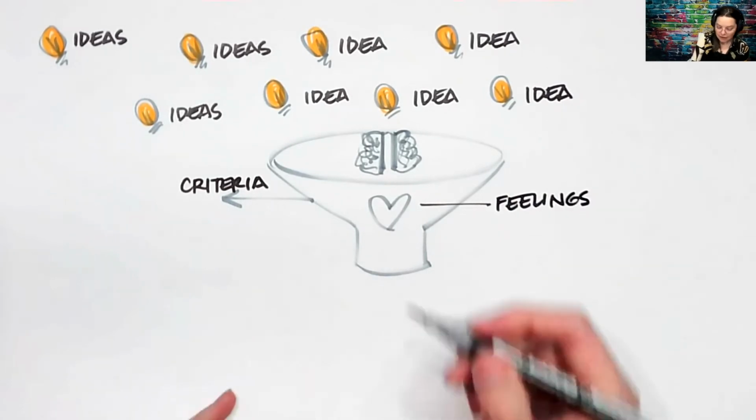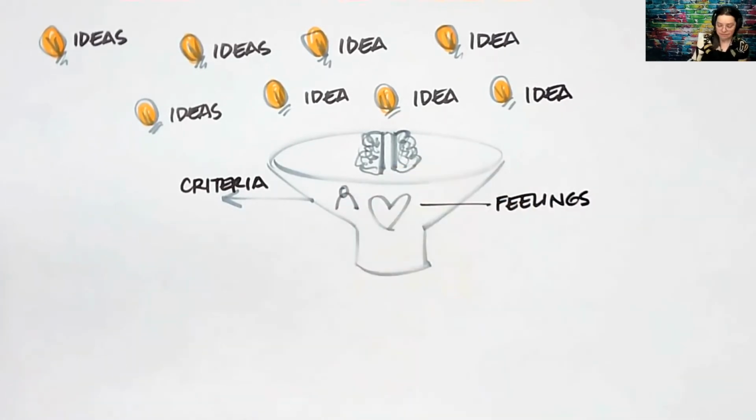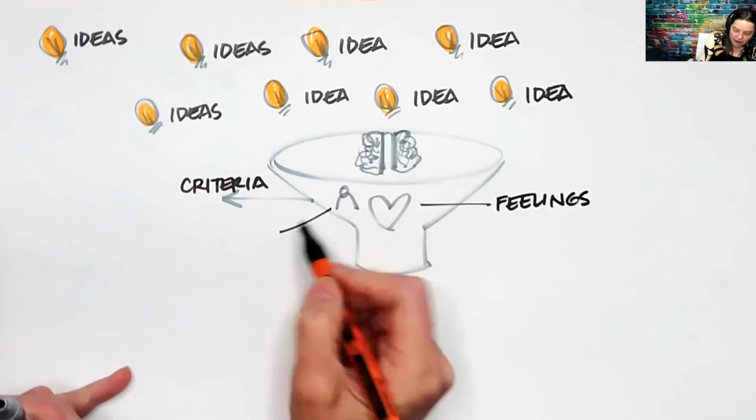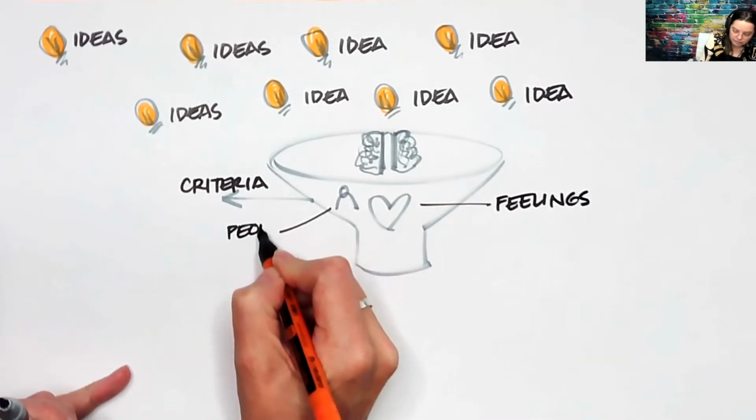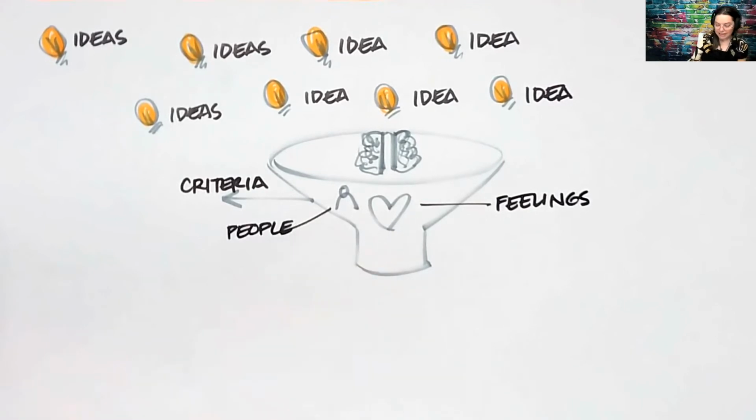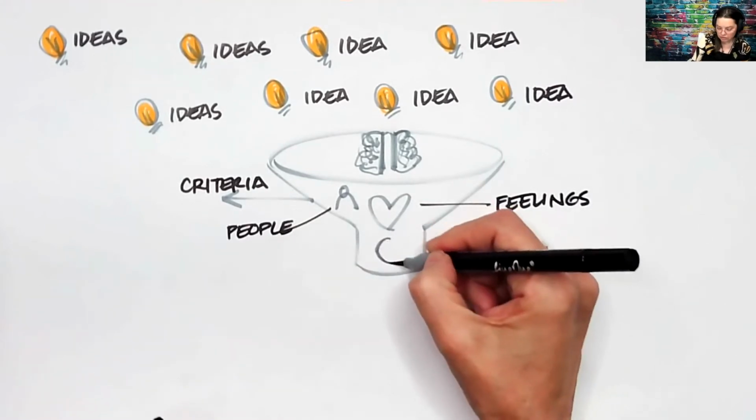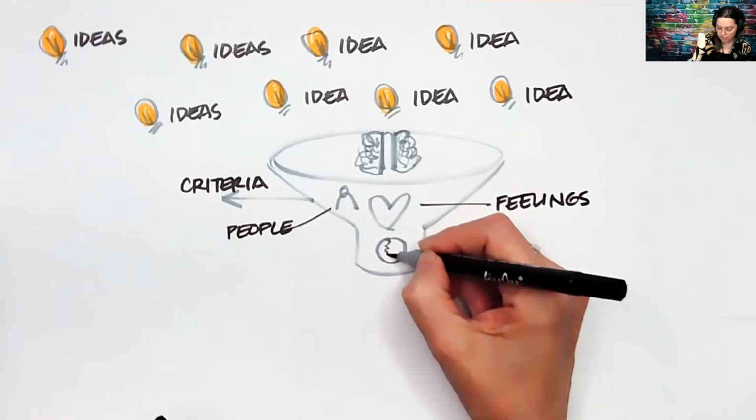We also might say, who is this going to impact? So we might need to be thinking about people. We might say, on a global level, who is this going to impact?